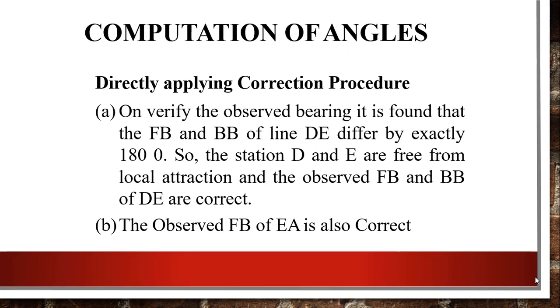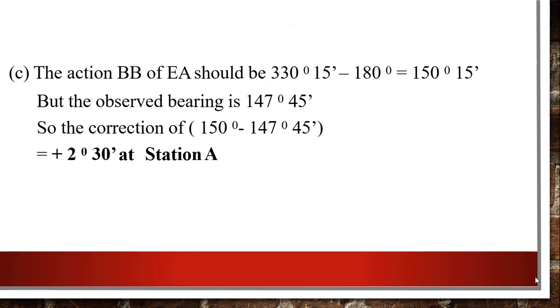So now the correct BB of EA should be 330 degree 15 minutes minus 180 degree, which is equal to 150 degree 15 minutes, but in the numerical the observed bearing is 147 degree 45 minutes. So the correction you have to apply for station A is 150 degree 15 minutes minus 147 degree 45 minutes.